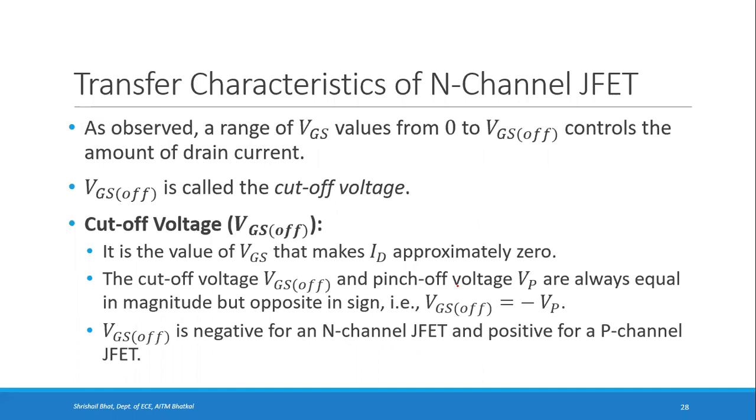VGS off is called the cutoff voltage. It is the value of VGS that makes ID approximately 0. The cutoff voltage and pinch off voltage are equal in magnitude, but they are opposite in direction. So if VGS off is negative, pinch off voltage will be positive, because in an N-channel, pinch off voltage is positive and VGS off is negative. Whereas in a P-channel, it will be the opposite: VP will be negative, VGS off will be positive. VGS off is negative for an N-channel JFET, and positive for a P-channel JFET.